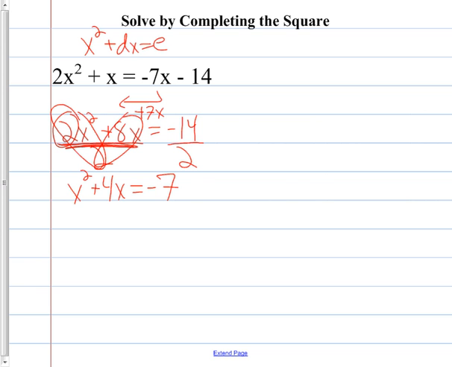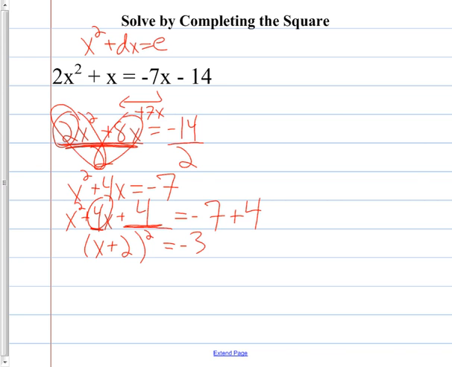All right, so now I'm going to complete the square. We've got x squared plus 4x plus some number equals negative 7. So we take the 4, divide it by 2, and square it. 4 divided by 2 is 2. 2 squared is positive 4. So I need to add 4 to the left side. Then that means I have to add it to the right side as well. The left side now turns into x plus 4 divided by 2, so x plus 2 squared, equals negative 3.